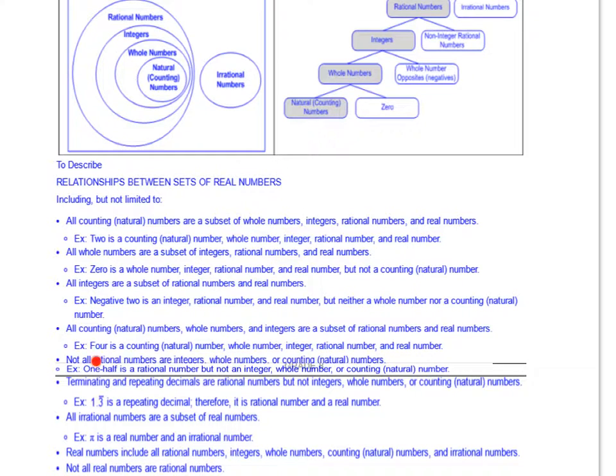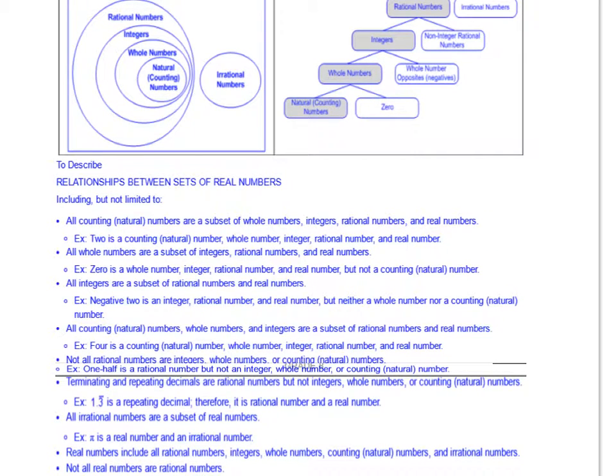But not all rational numbers are integers. Not all rational numbers are whole numbers, and not all rational numbers are counting numbers. Example, 1/2 is rational, but it's not an integer. It's not whole, nor is it counting.